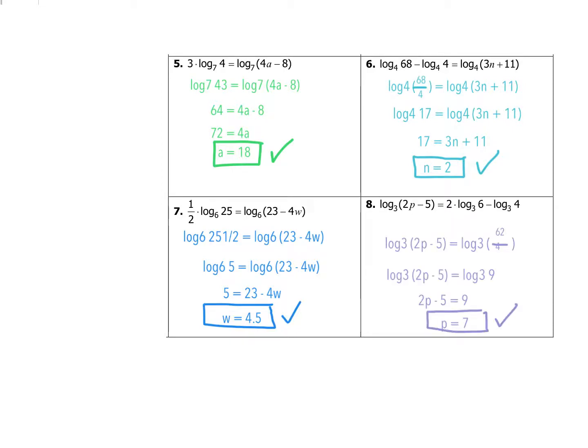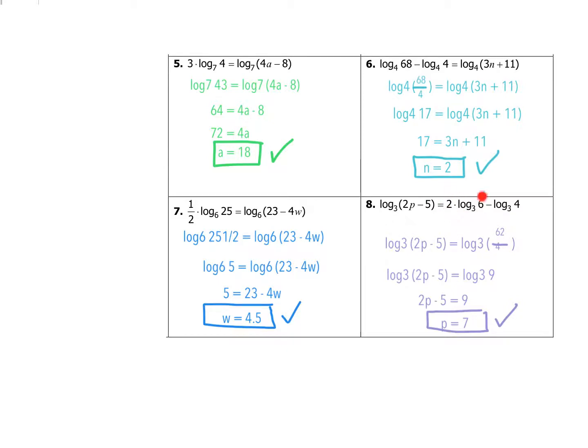All right, so for number 8, I was able to get that p equals 7. If you got that, you can go ahead and fast forward. If you didn't, I'll explain it now. So I noticed that this side cannot be condensed. It's already one log of something. And so over here, I noticed that I had two things happening.